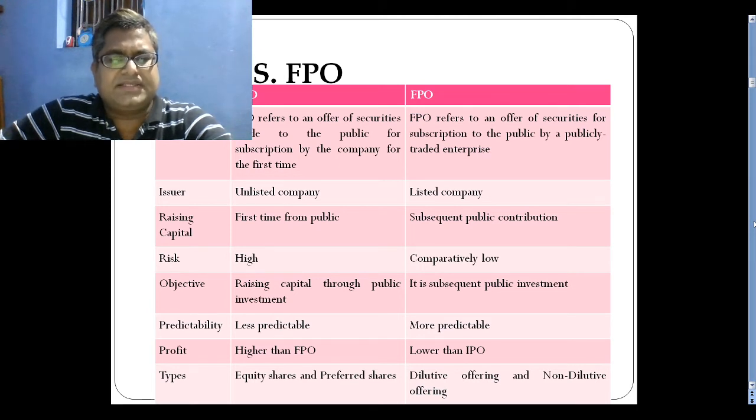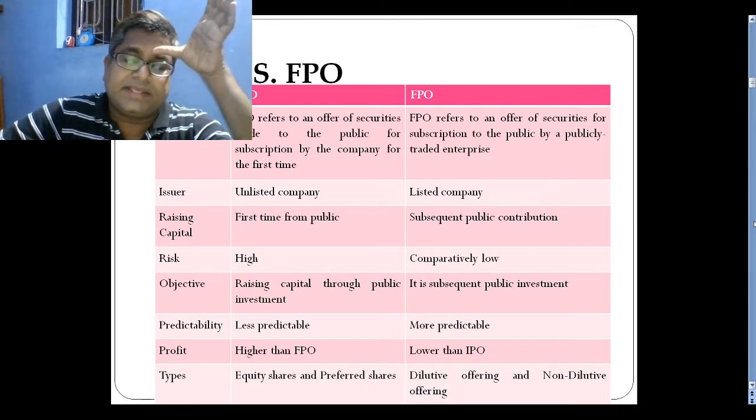Another basis is profit, which is higher in an IPO and lower in an FPO. Types: equity shares and preference shares are transacted in an IPO, and in an FPO there are two offerings, dilutive and non-dilutive offerings. This is the basic difference between an IPO and an FPO, or follow-on public offering.